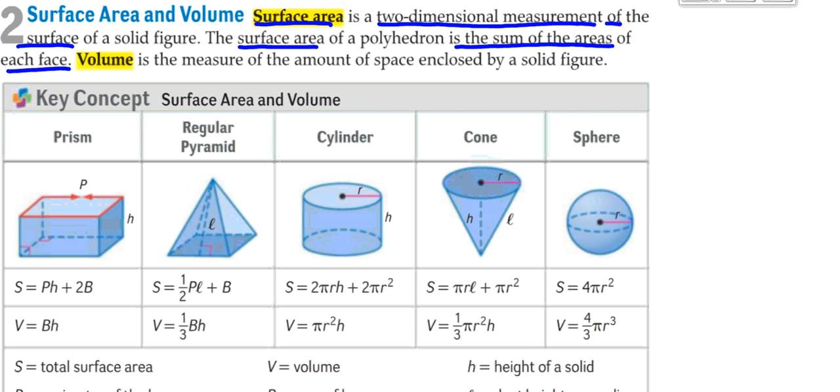And if you forget the formulas that are on here, you can actually find the area of all these. You can actually find the areas of all these triangles. You can find all those triangular areas and add them together and get the answer. But we do have some formulas that make finding those a little bit easier. And then volume is the measure of the amount of space enclosed by that solid figure.